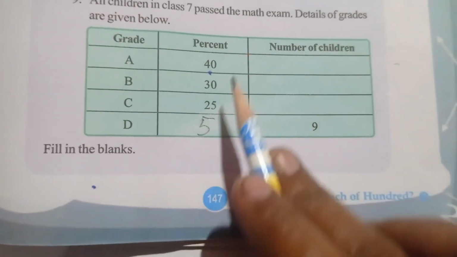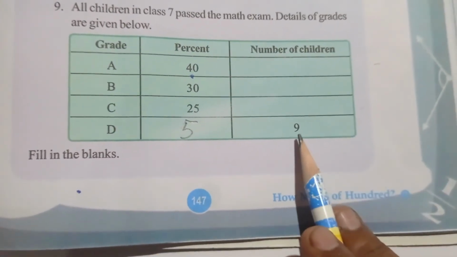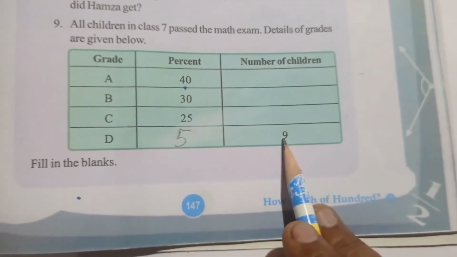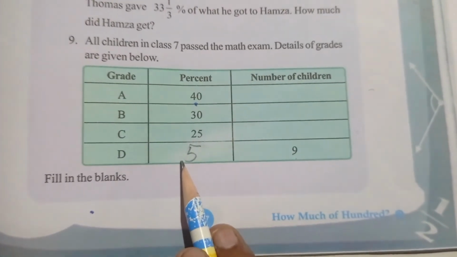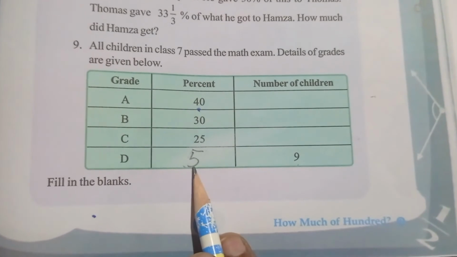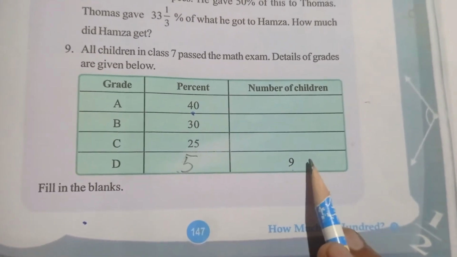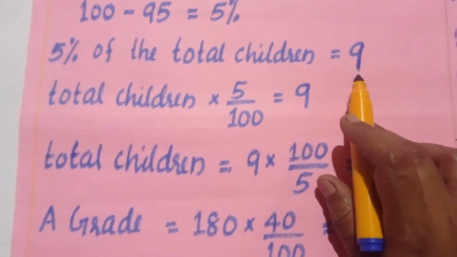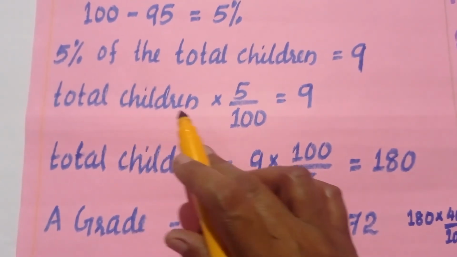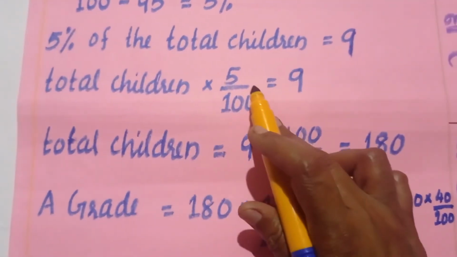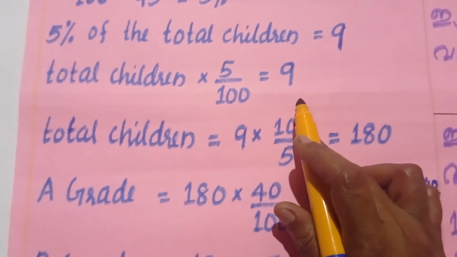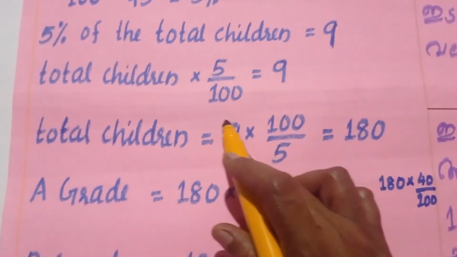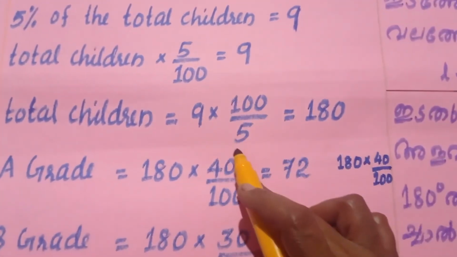Here the D grade percent is known and the number of children is known, 9. Then from the percent and number of children, we can calculate the total number of children. That is, 5% of the total children is 9. Total children into 5 by 100 is equal to 9. From this total children is equal to 9 into the reciprocal of 5 by 100, that is 100 by 5.